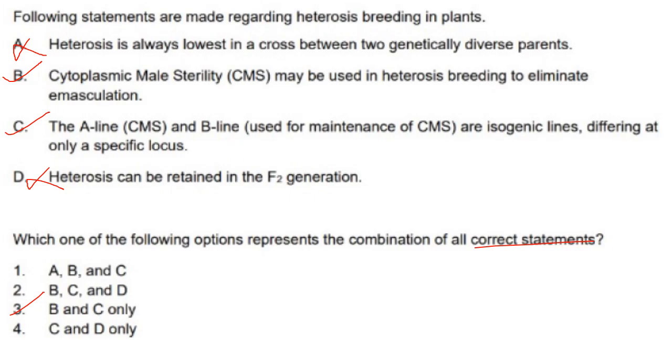Cytoplasmic male sterility may be used in heterosis breeding to eliminate emasculation. That is correct. The A line, cytoplasmic male sterile, and B line used for maintenance of the cytoplasmic male sterile line are isogenic lines differing only at a specific locus. That is also correct. Heterosis can be retained in the F2 generation. No. It is seen only in the F1 generation. So D is incorrect. Answer is 3, that is B and C only.